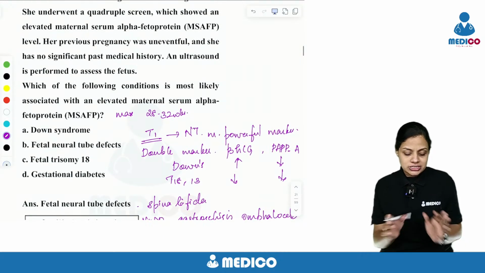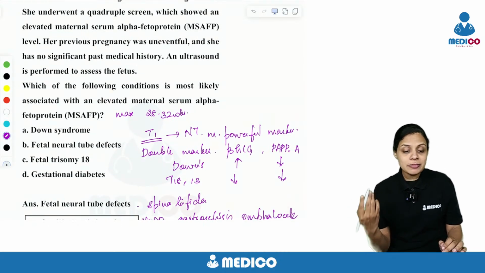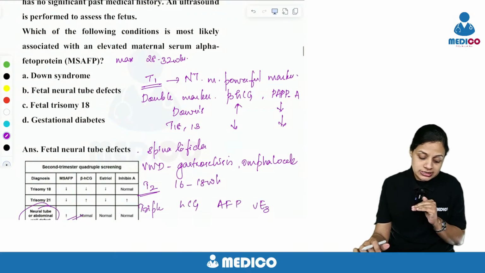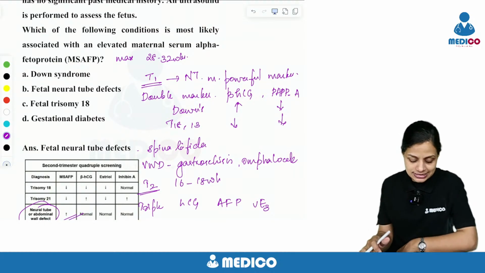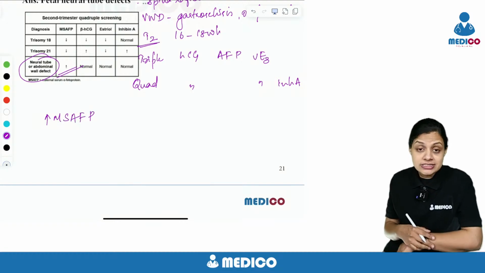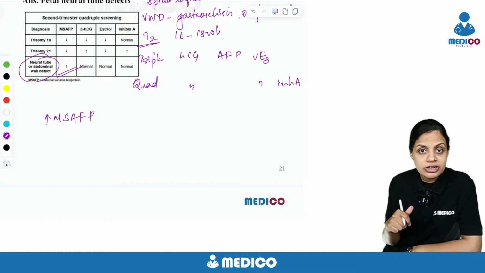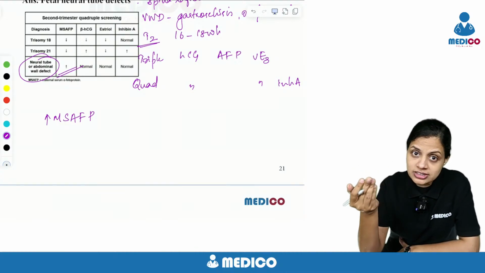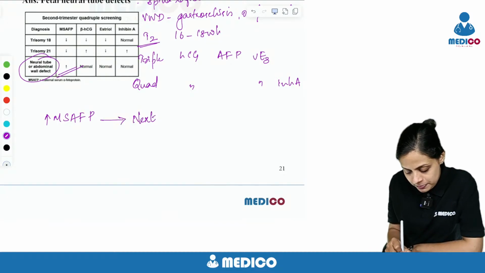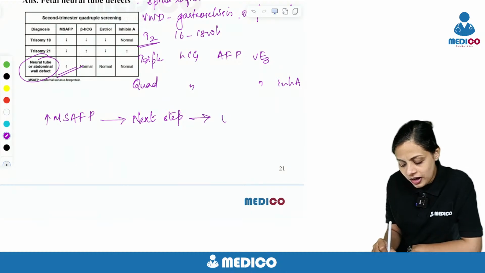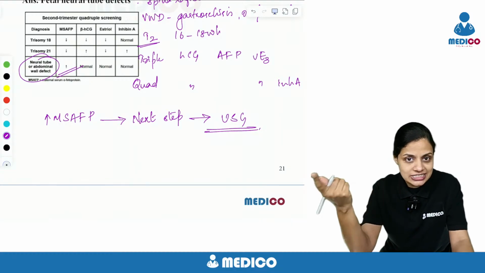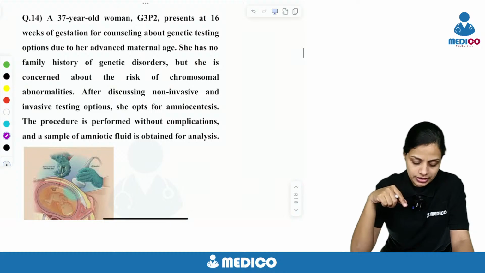Now, in this question, if the question said she has an elevated maternal serum alpha fetoprotein, what is your next step? Instead of asking what is the cause, if the question had asked what is your next step, what would you say? You already said where this is found to be high: in the case of a ventral wall defect or a neural tube defect. How will you know whether there is a ventral wall defect or a neural tube defect? So, with increased AFP, your next step will be to go for an ultrasound examination. Remember this very carefully. Look at the question. If it says next step, go for an ultrasound examination.